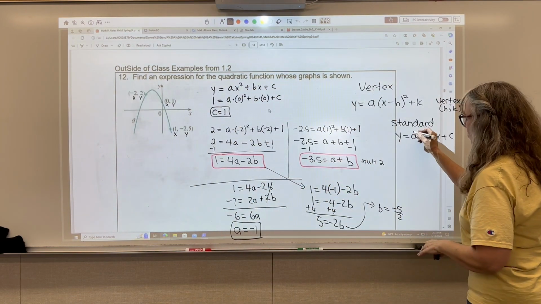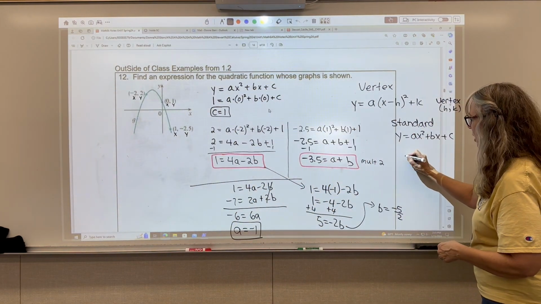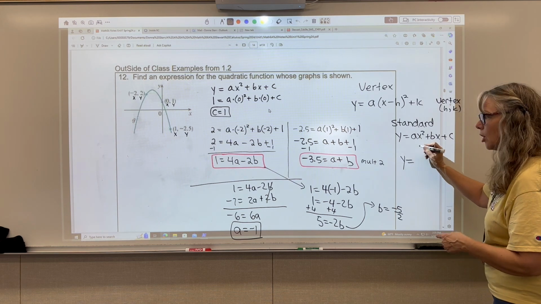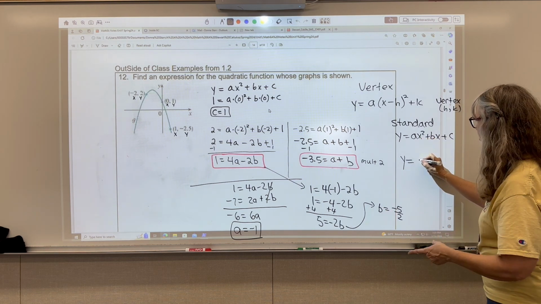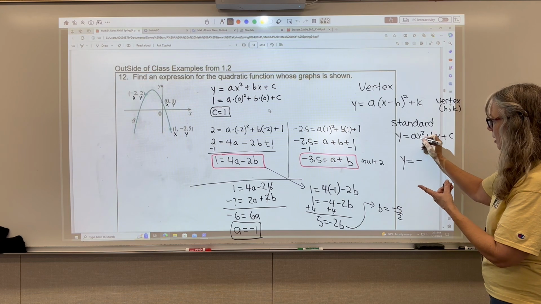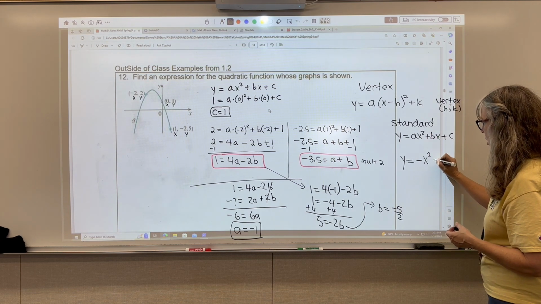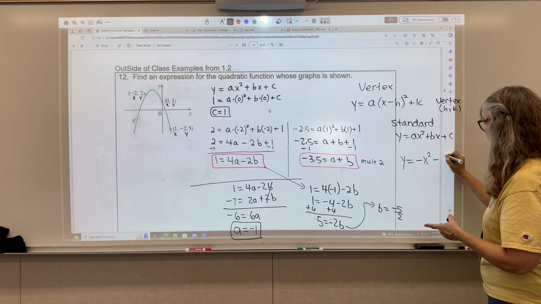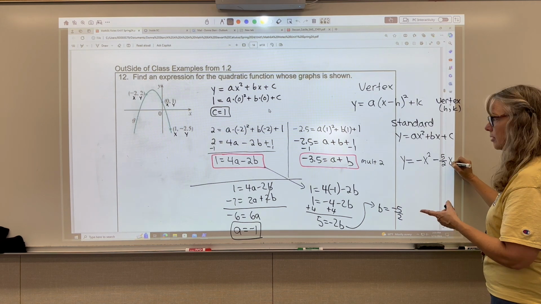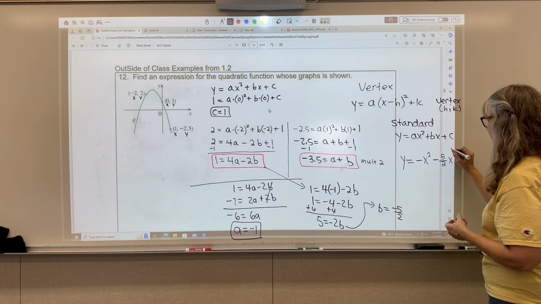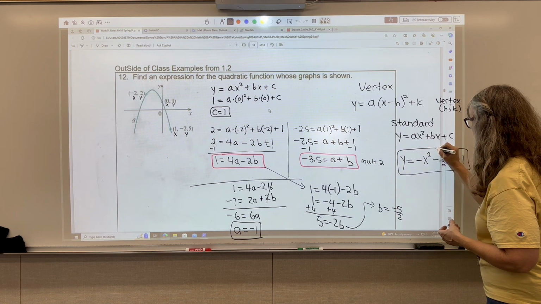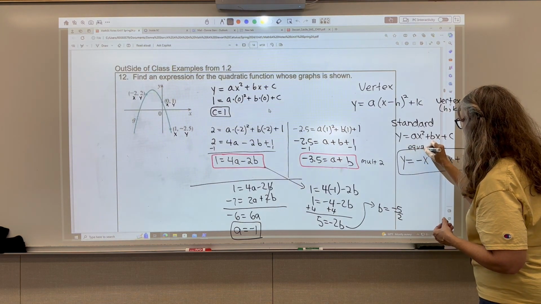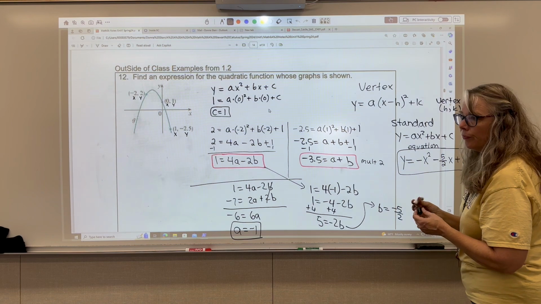But here, I want to put it back because they asked me for the equation. So here it is. Y equals, we found that a was negative 1, so this is negative 1 times x squared, which is negative x squared. We found that b was negative 5 halves x, and that c was 1. So there's my equation that they asked me for.